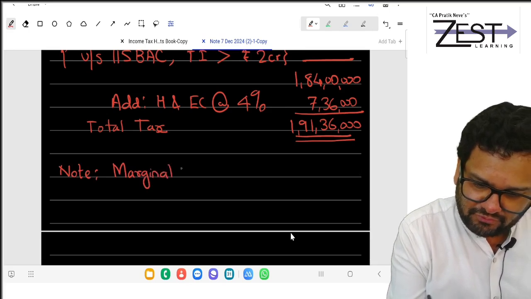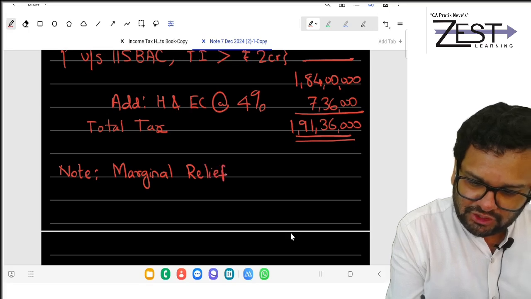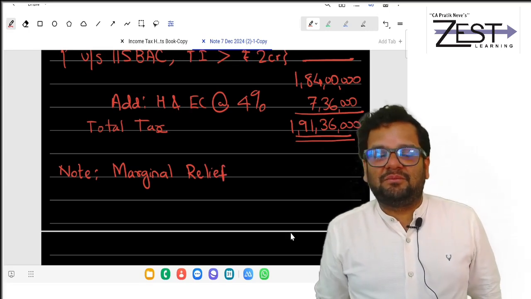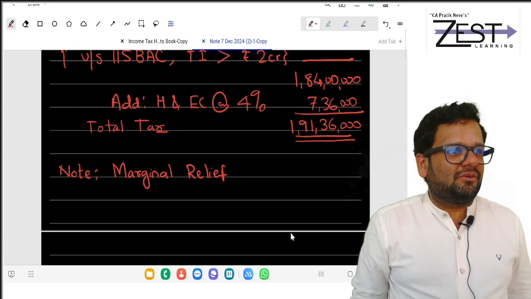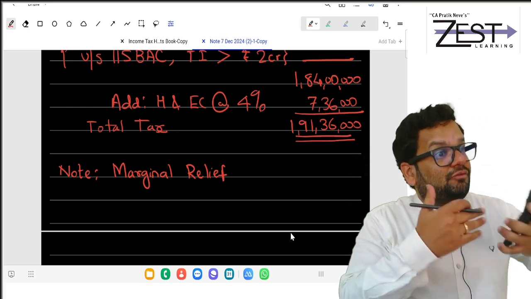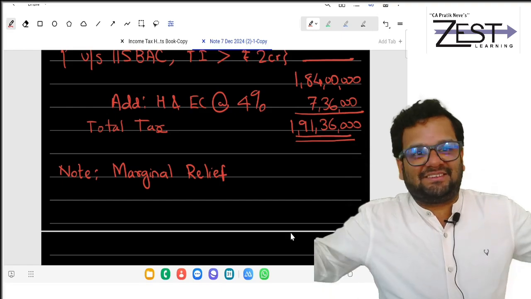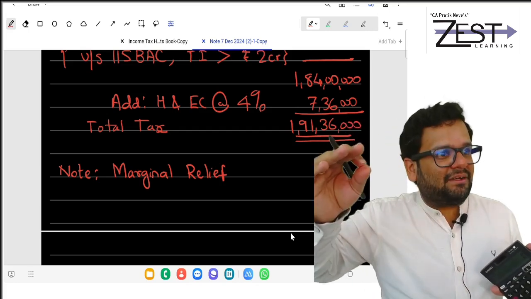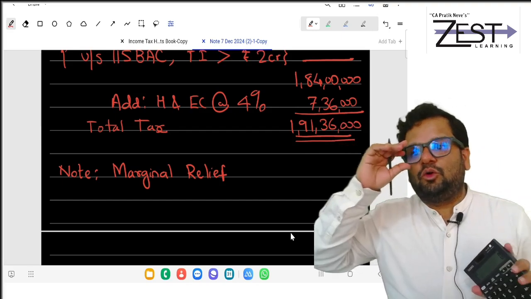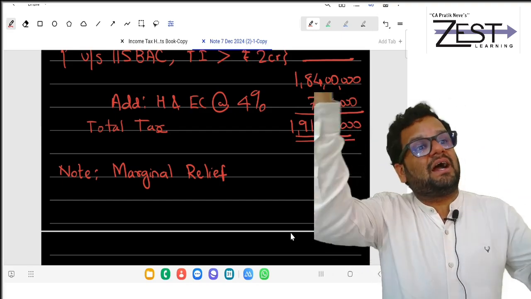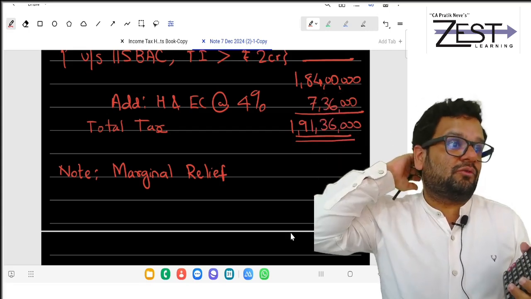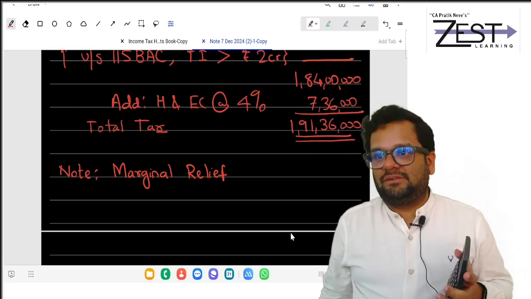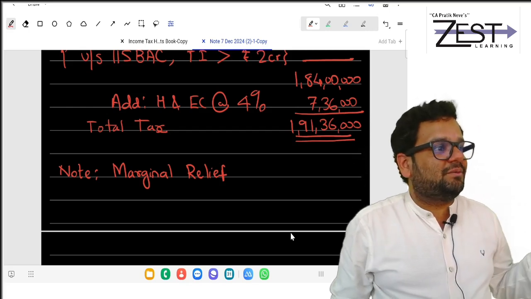Marginal relief. See, do you remember our first question of surcharge? I had given you 60 lakh rupees as income. Did we calculate marginal relief that time? No, because above 50 lakhs, your income was only 10 lakhs. Even if you want, you can calculate, but the conclusion will be that the original tax A will be lower. You have to pay A or D, whichever is lower.